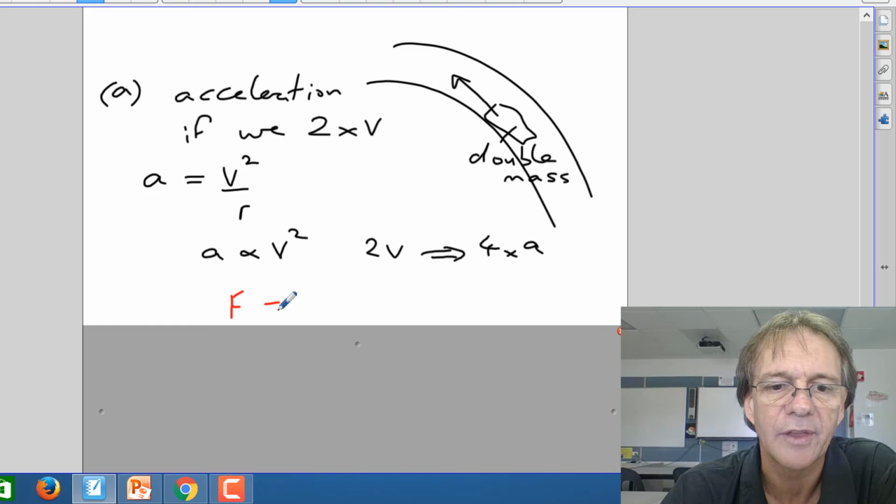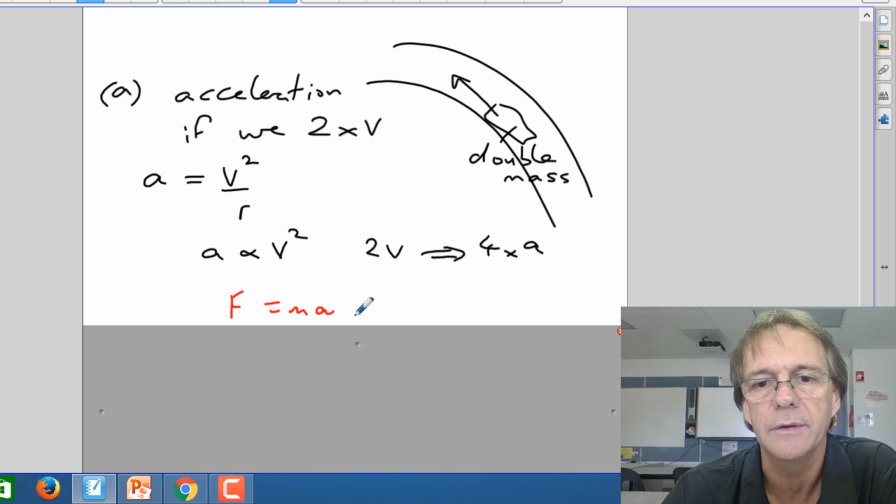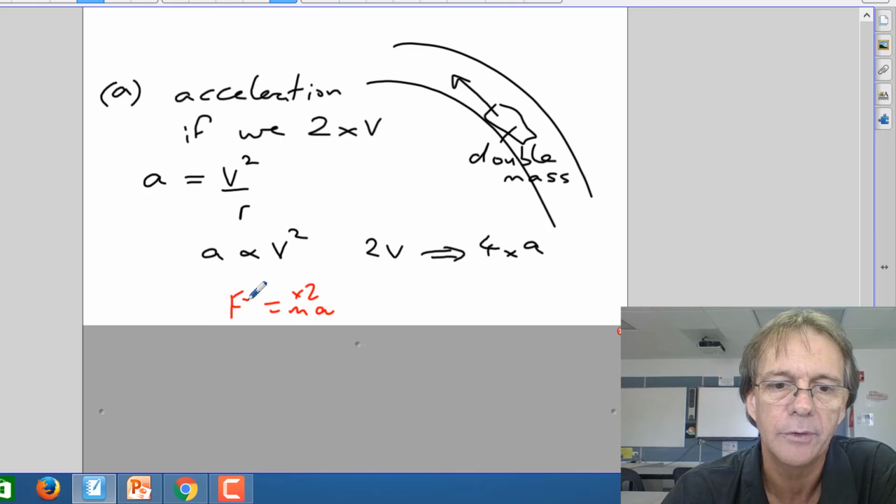It would have an effect if I asked the same question and said, what would happen to the force needed to go around the corner if I doubled the mass? In that case, the force would have to double, because they're proportional to each other.